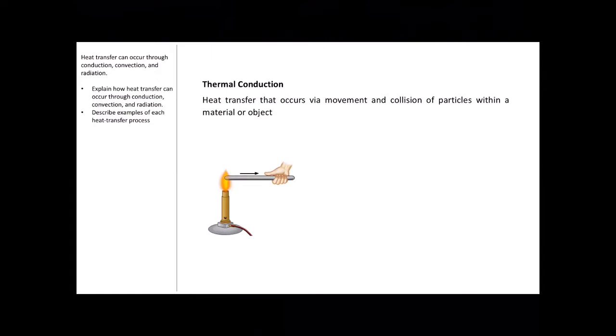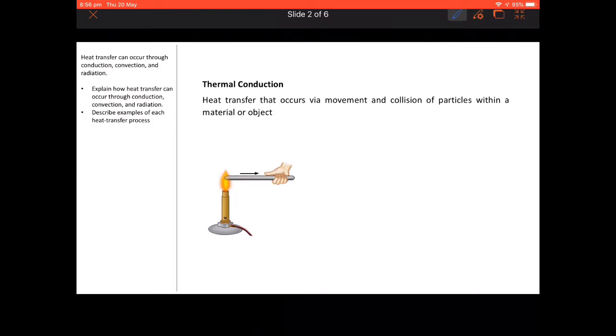So for example, in our situation here, we've got a Bunsen burner heating a metal rod. In this situation, heat is transferred from the flame to the metal. And this increases the thermal energy of atoms and free moving electrons. So I'm going to write atoms and electrons here. These electrons are delocalized because they're in metal.